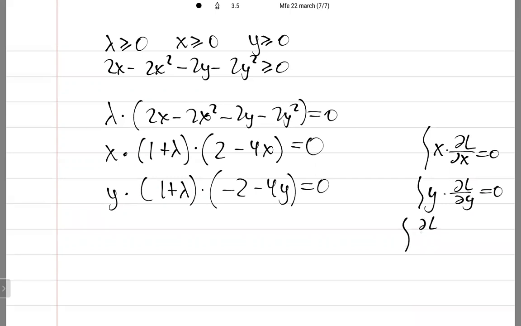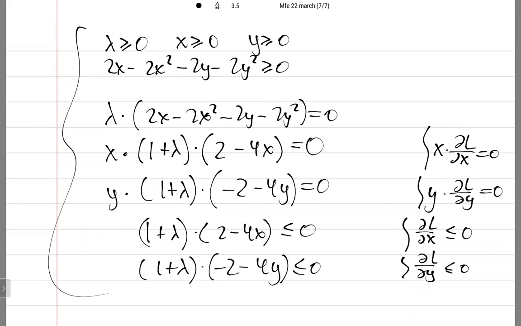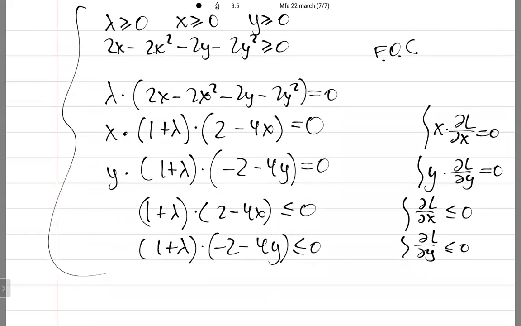And I have two more inequalities: dL/dx is non-positive, dL/dy is non-positive. So it is (1 plus lambda) times (2 minus 4x) is non-positive, and (1 plus lambda) times (2 minus 4y) is non-positive. I have a lot of things to do, but I'm brave enough. I have 5 minutes, and I think that's enough. Okay, that's the first of the conditions applied to our problem.